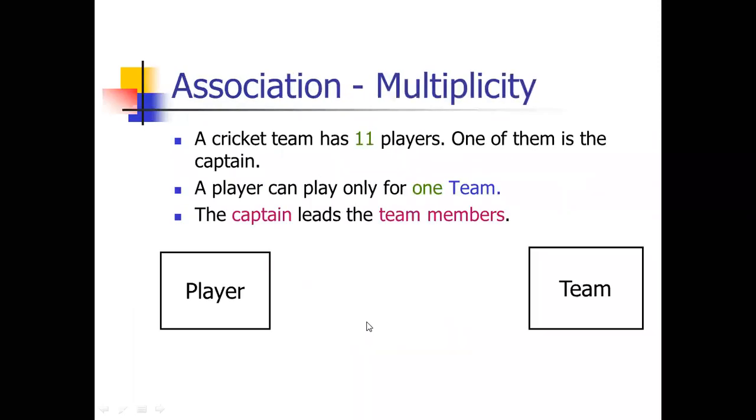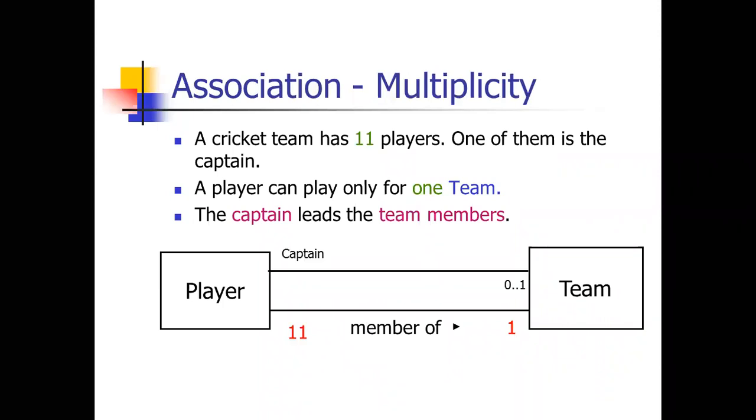Then we have seen the association multiplicity, how to denote or give those multiplicities. Here you can see the example: a cricket team has 11 players. One of them is the captain. Here you can see exactly one captain; a player may be a captain, and there is one team. The captain leads the team members. The number of members is 11: one captain and 10 members, that means 11 players.